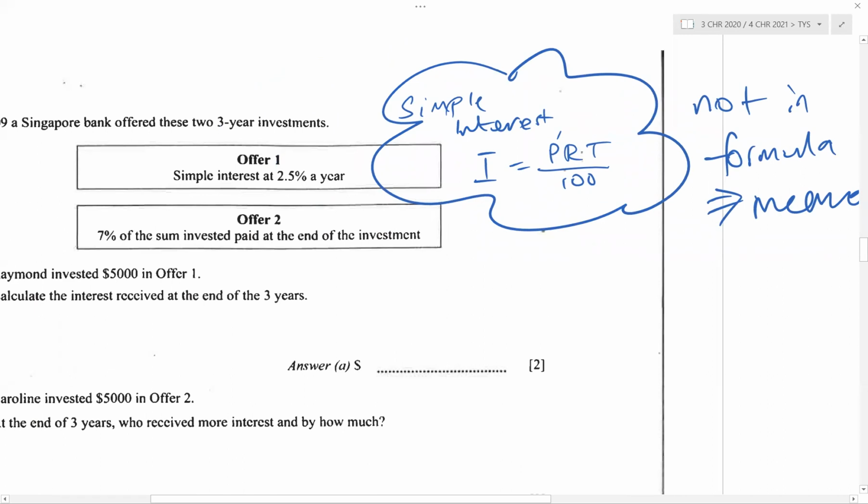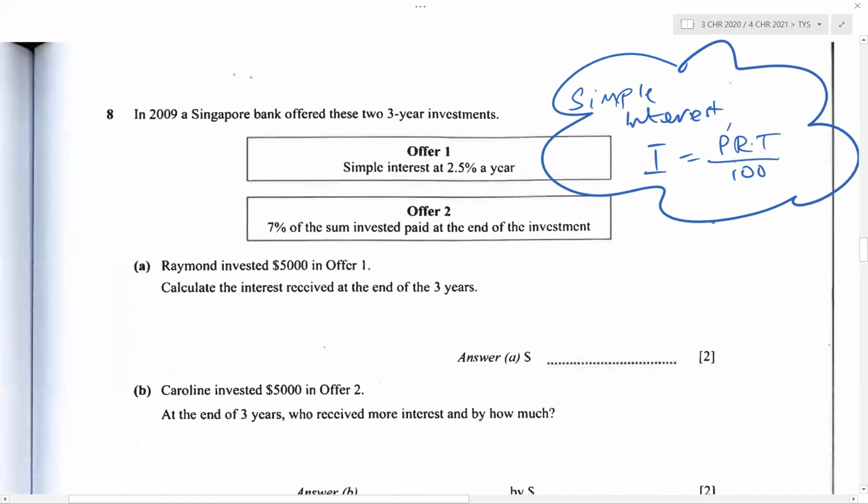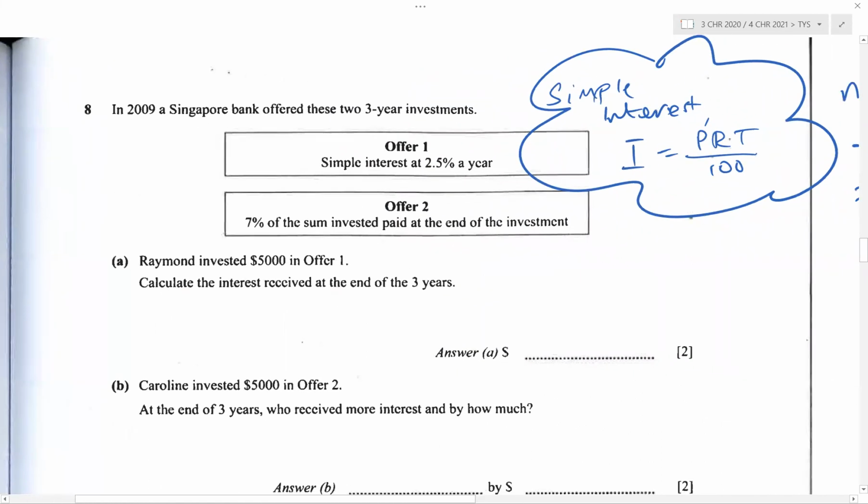Got what? Is it? Which question? Okay, paper 2, then later we talk. We are still at paper 1.